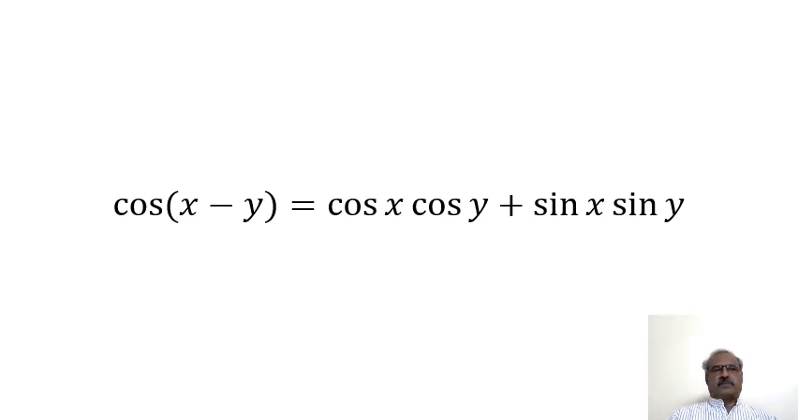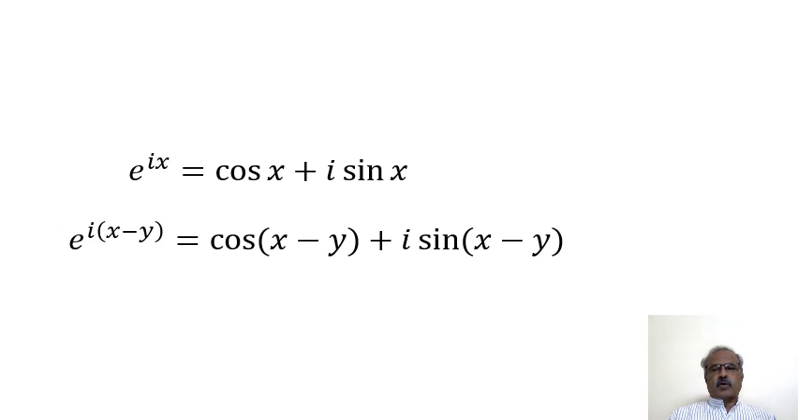We use Euler's formula: e raised to i times x is equal to cos x plus i times sine of x, where i is the imaginary number square root of -1. So e raised to i times (x minus y) will be equal to cos of (x minus y) plus i times sine of (x minus y). And we are going to use this expression for deriving the formula for cosine of x minus y.